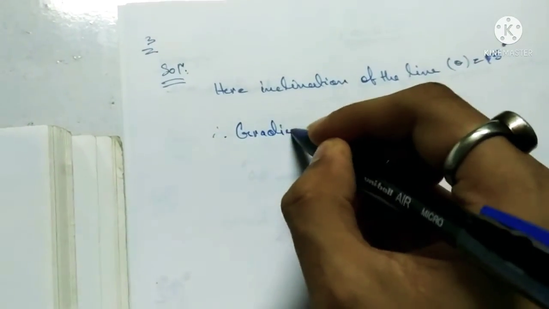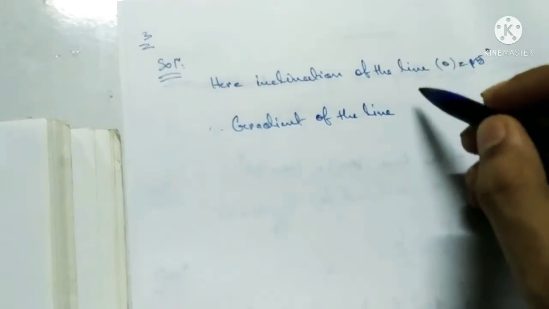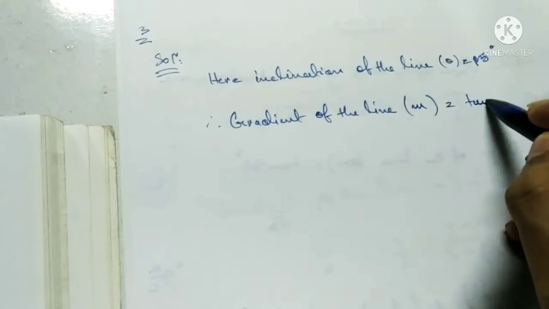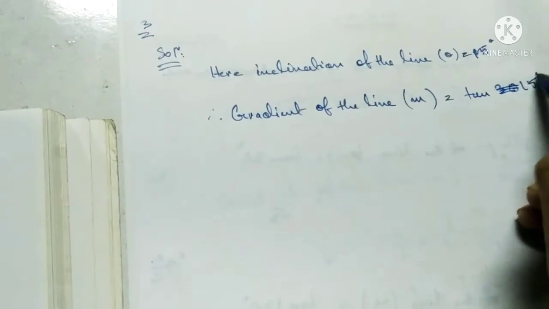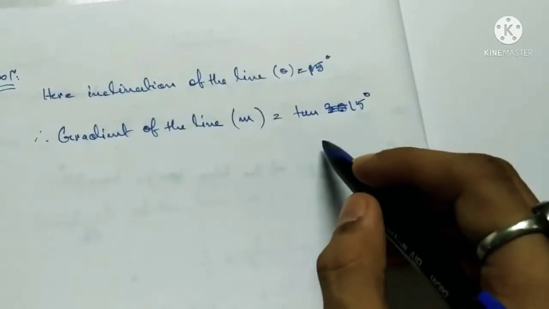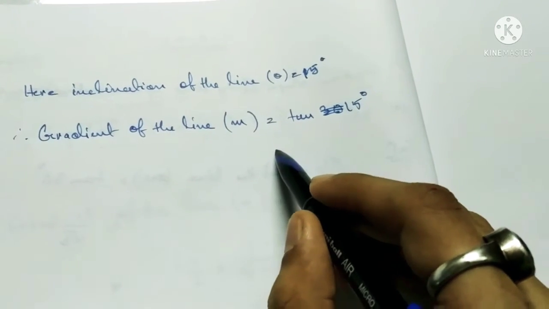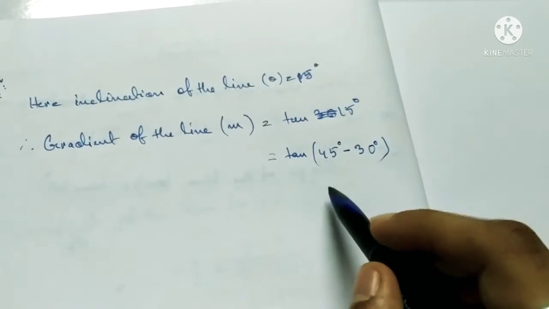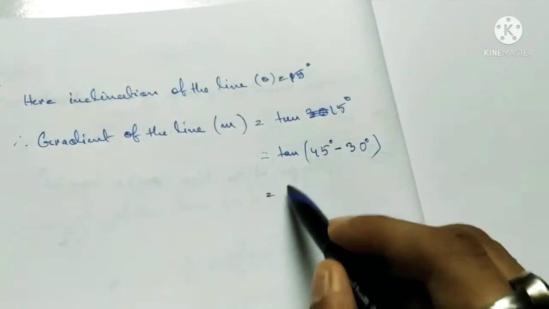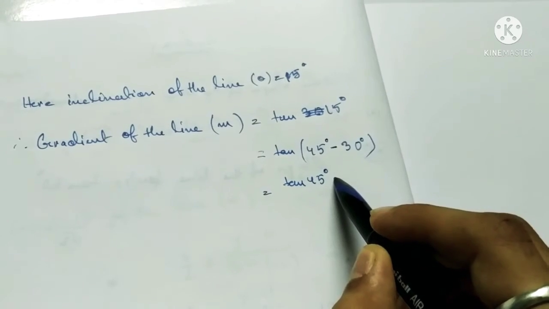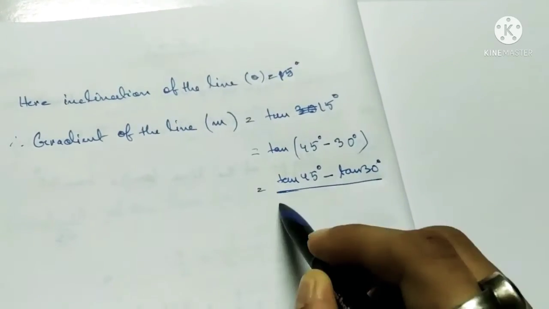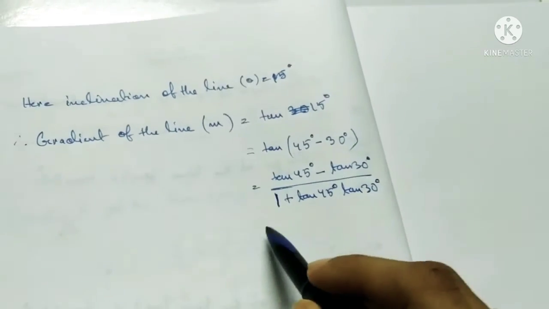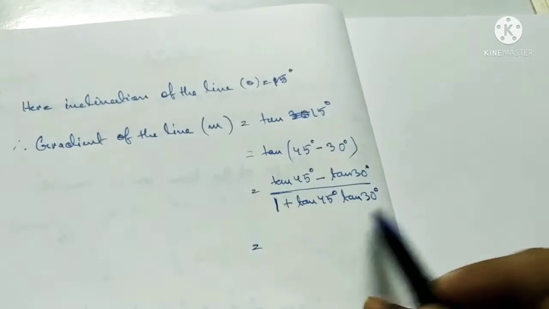So the gradient of the line, which is our m, will be equal to what? Tan 15 degree. I can write tan 15 as tan of 45 degree minus 30 degree. This is the tan A minus B formula, which is tan 45 degree minus tan 30 degree by 1 plus tan 45 degree into tan 30 degree. Understand?